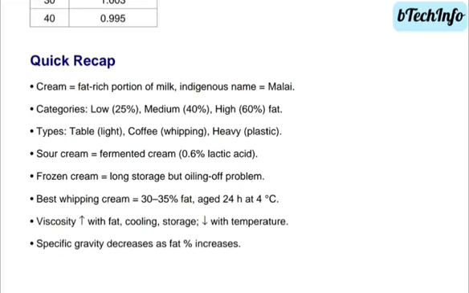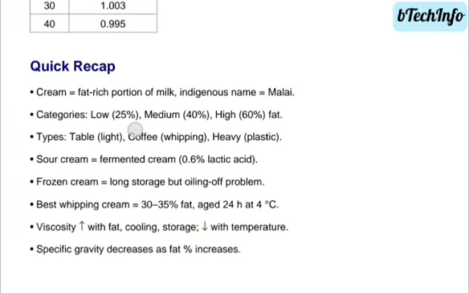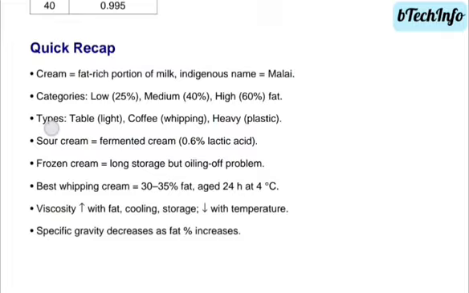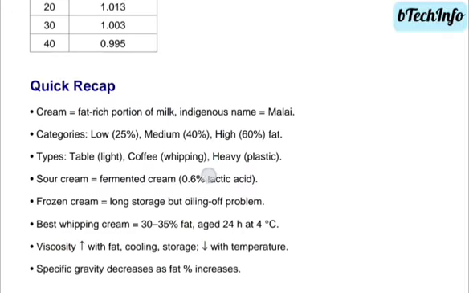So we can see the quick recap. Cream is the fat portion of the milk, and its indigenous name in India is malai. Categories we have: low, medium, and high. Low has 25% fat, medium cream has 40% fat, and high cream has 60% fat. It has types like table, light cream, coffee, whipping cream, and heavy plastic cream.